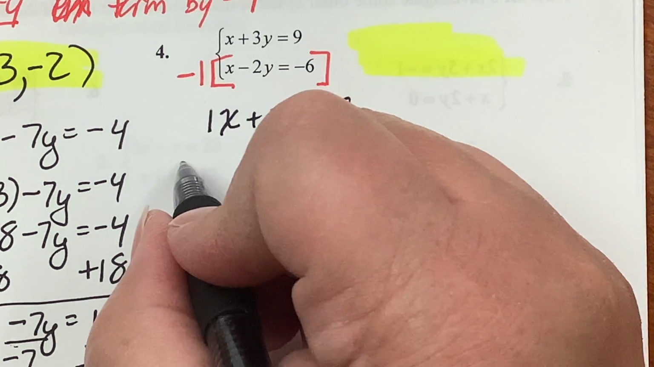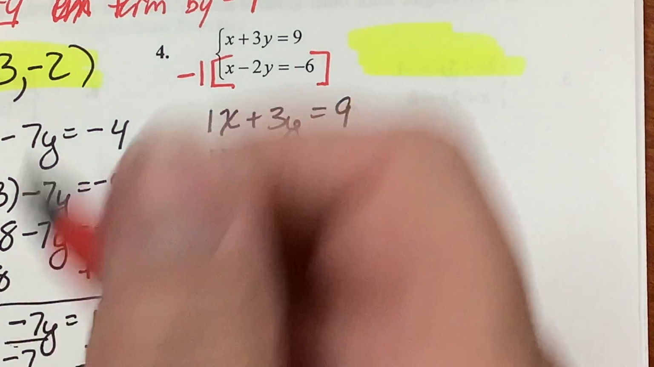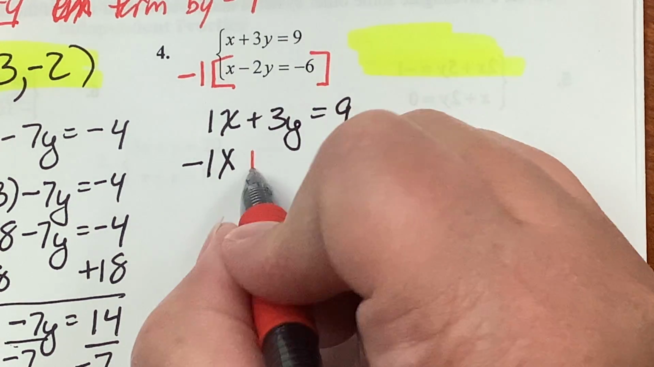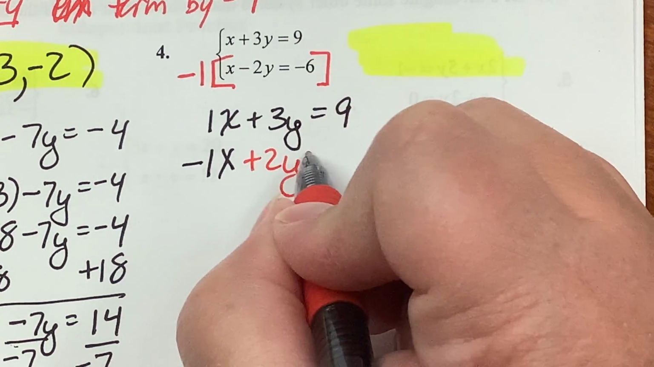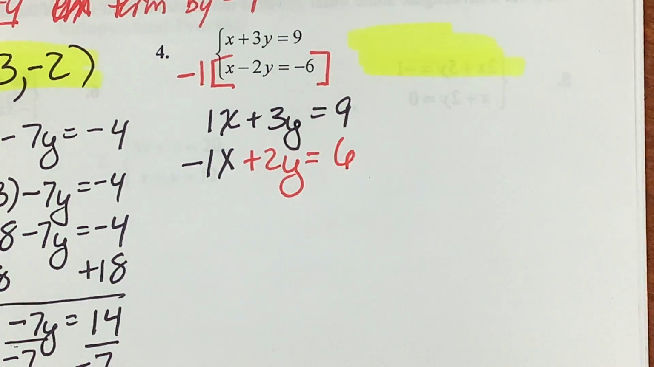Negative times positive is -1x. You didn't write it in red, Bono. This is all supposed to be in red. Now, negative times negative is positive 2y equals negative times negative, positive 6. So I'm just going to go through there and change all the signs. Multiplying by -1 doesn't make it negative. It just changes to the opposite sign.